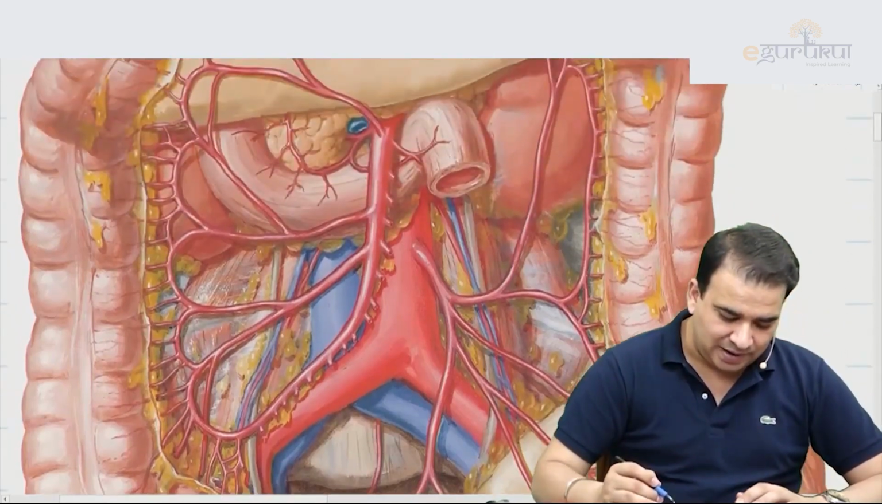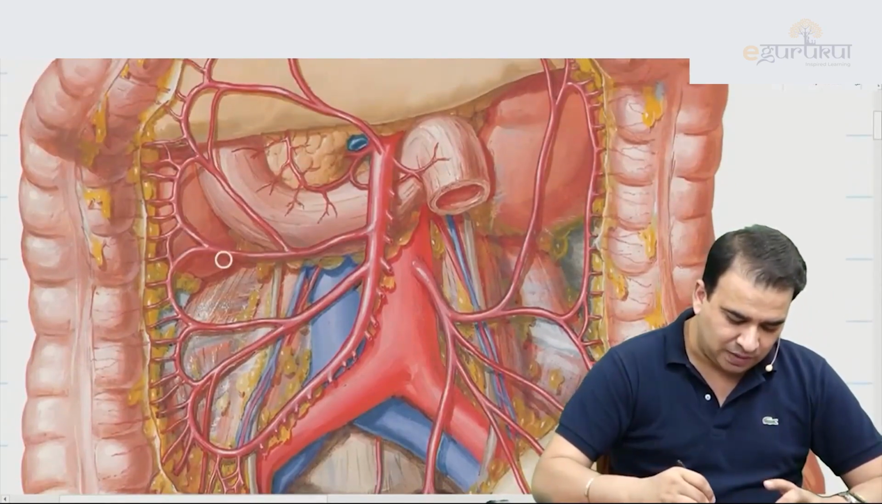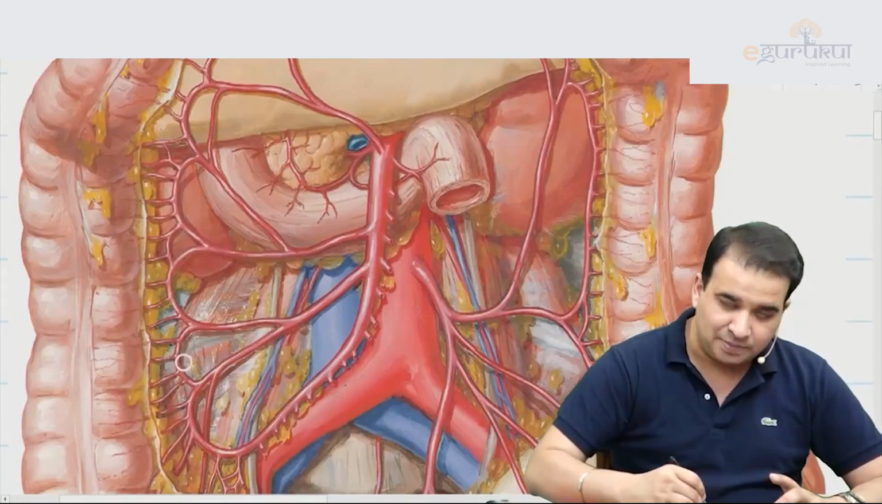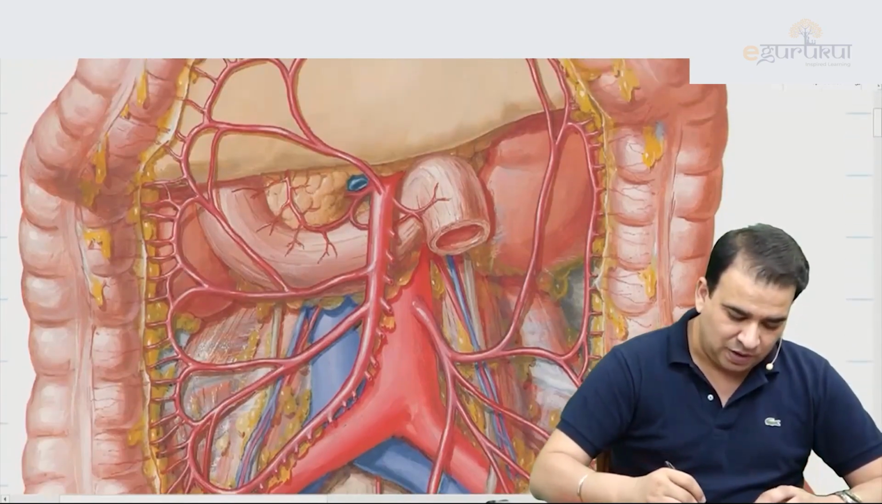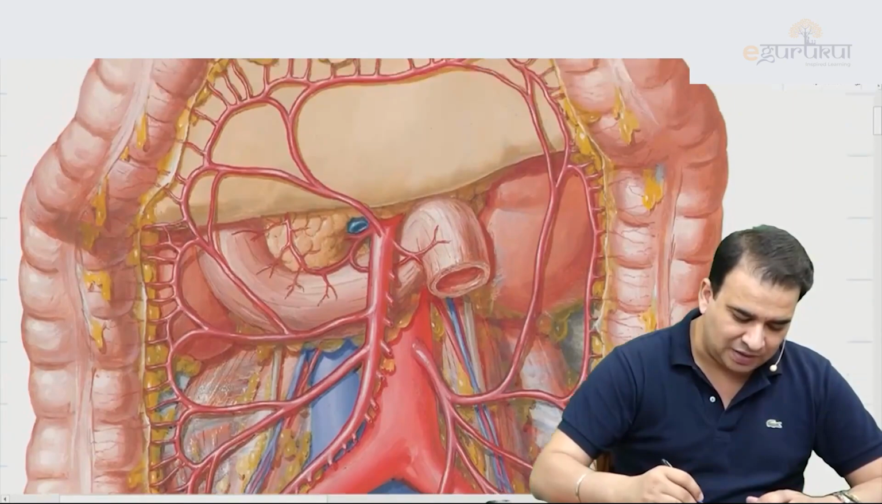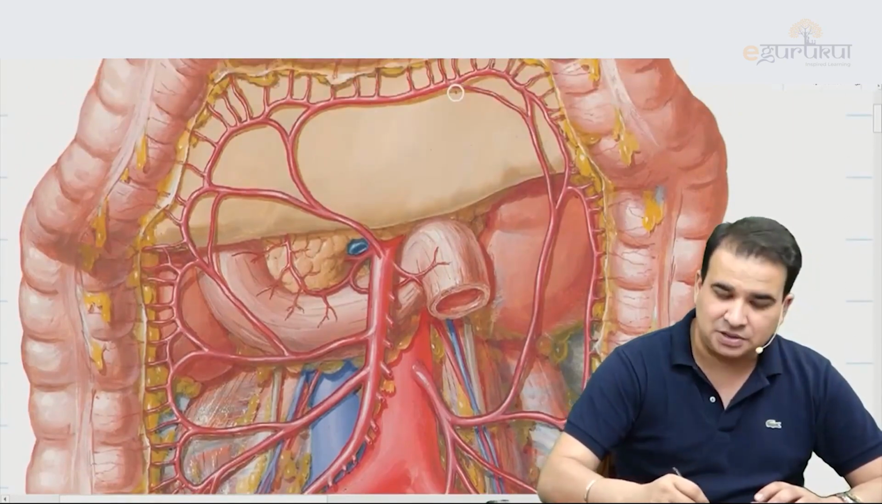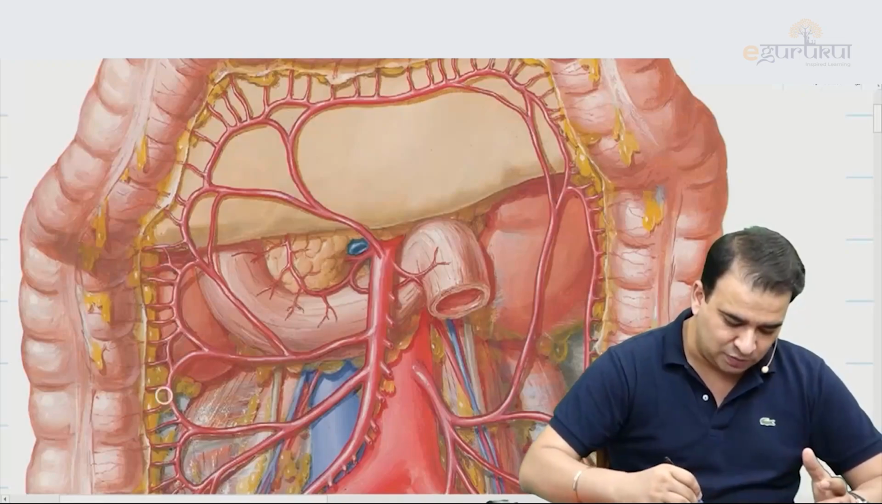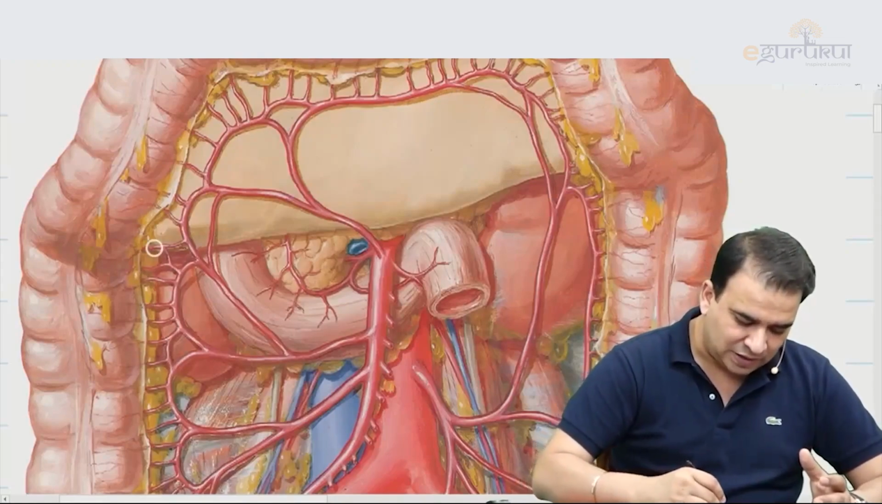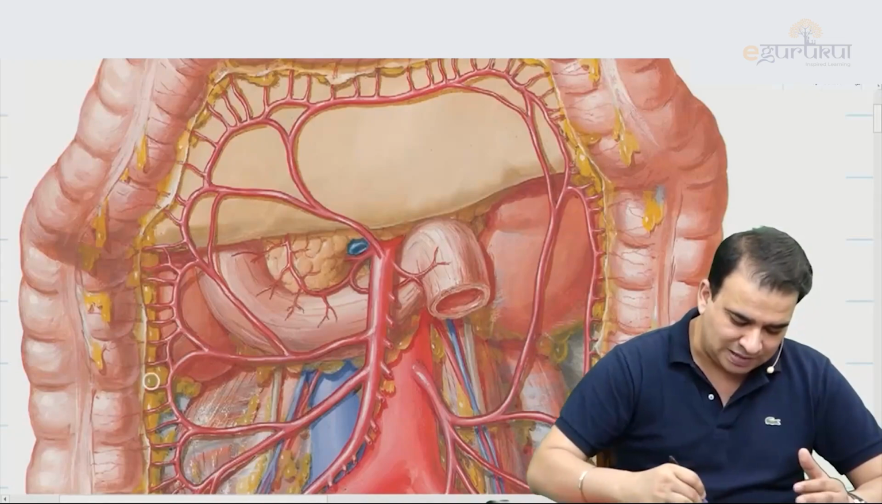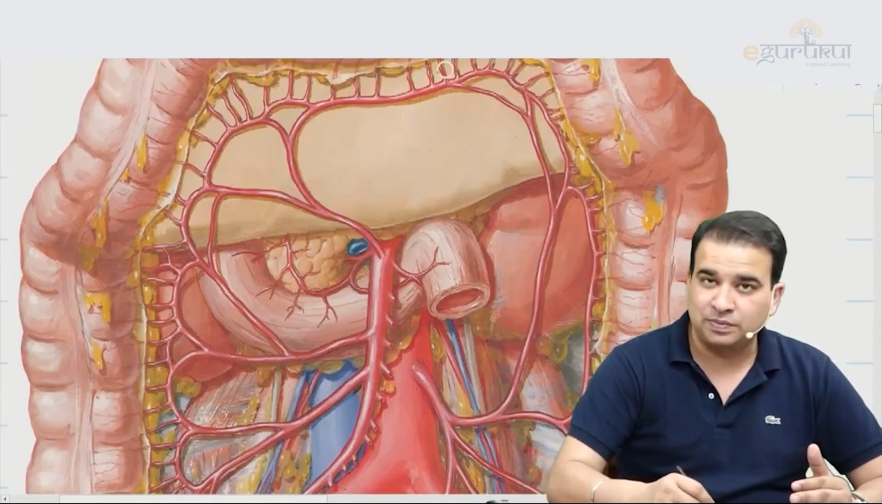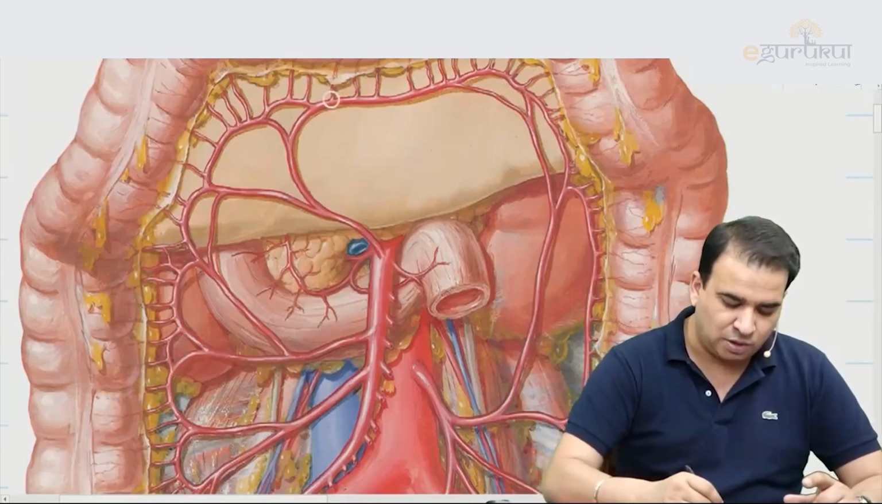If I go slightly higher here, this is the right colic artery. Again, you can see the ascending and the descending branches. And we have this middle colic artery also having these right and left branches. You can see all these are anastomosing with each other, giving off the vasa recta, the straight branches, which are supplying the ascending colon and the transverse colon. The marginal artery of Drummond is being formed.